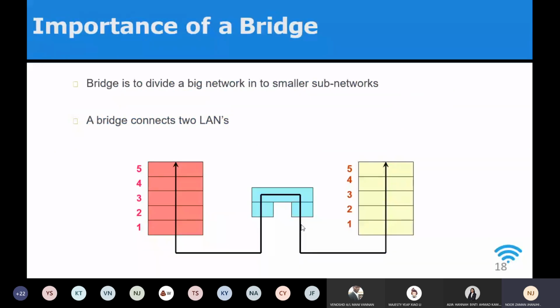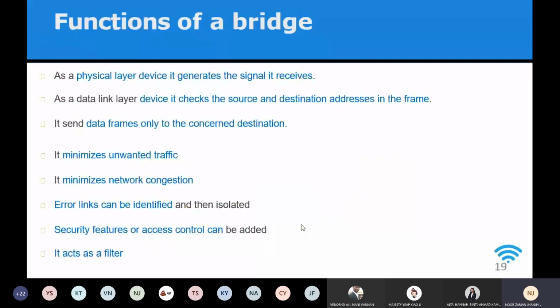Now, what is the importance of the bridge? Actually, when we have a very big wireless network, we try to divide it into two, or if we have two different networks, we use the bridge to connect them. Very simple from its name, like it's a bridge. Bridge means there's something which is connecting two things with each other.